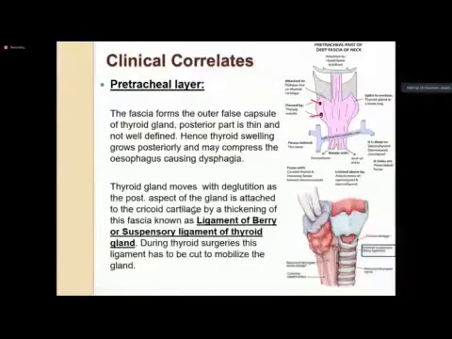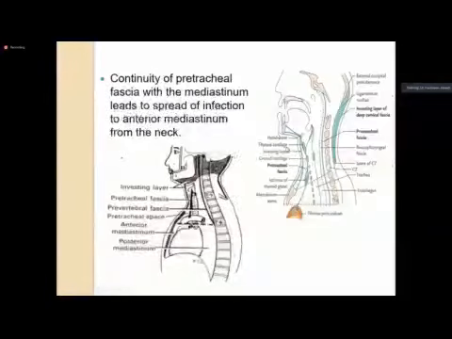Then continuity of this pretracheal layer अगर आप देखें तो ये extend करता है anterior mediastinum तक. तो infection in this area of this fascia ये extend करता है, आपका spread of infection होता है anterior mediastinum तक. Again, this is very important कि fascia का extension कहाँ तक होता है और उसमें जो spaces बनती हैं, again हम उसको discuss करते हैं, that is a pretracheal space कहलाती है वो.